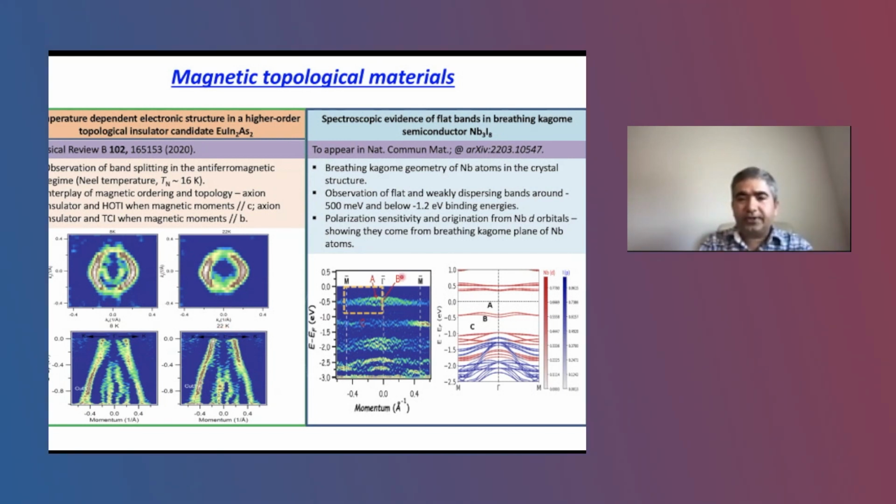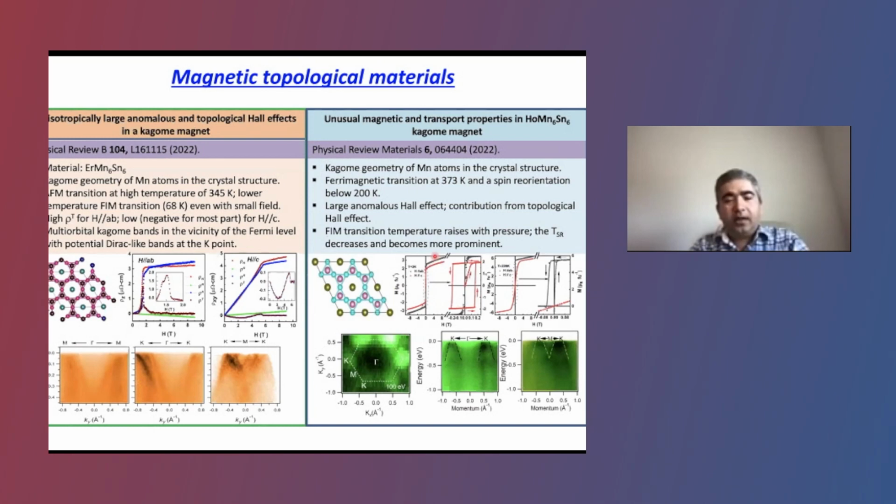And we also studied the breathing Kagome, where we see a lot of flat band. I'll describe more on this. And also we studied the 166 type Kagome systems, like ErMn6Sn6 or HoMn6Sn6, where we see a very complex magnetic structure. The Dirac point looks a little bit higher, above the chemical potential.